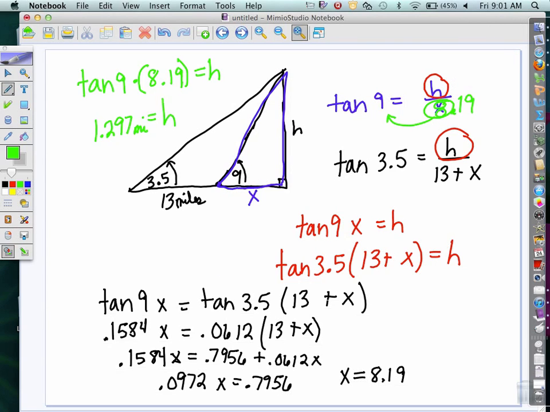All right, that is it for this section, Section 4.3, which is reviewing how to solve right triangles and use application problems with right triangles.